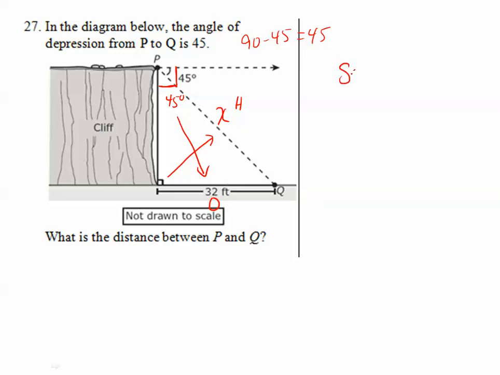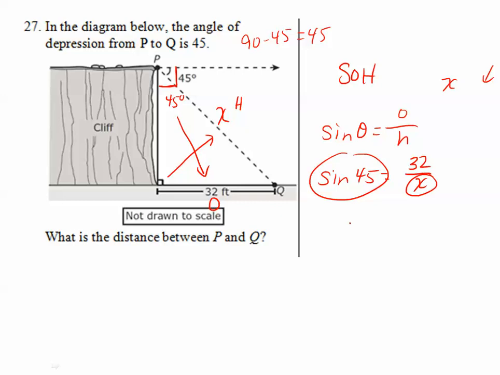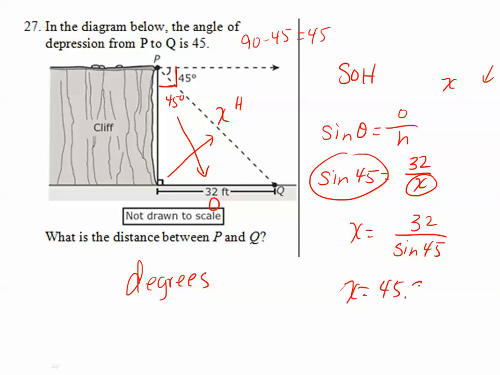So I can use my trig function. Sine theta equals opposite over hypotenuse. Theta is my angle, which is 45. So sine 45 equals opposite, which is 32, over hypotenuse, which is my x. If x is down low, we switch and divide, so we're going to switch these. X equals 32 divided by sine 45. Make sure your calculator is in degrees, and when you plug that into the calculator, you get 45.25, and my units are feet.